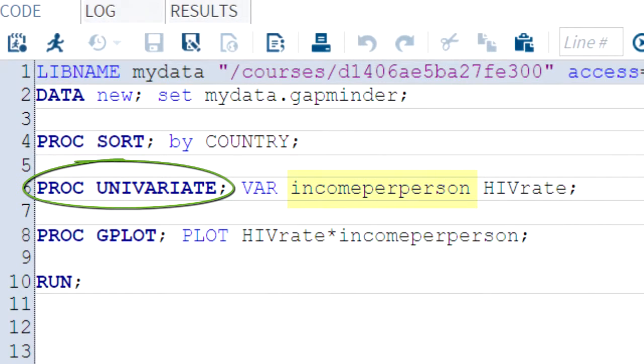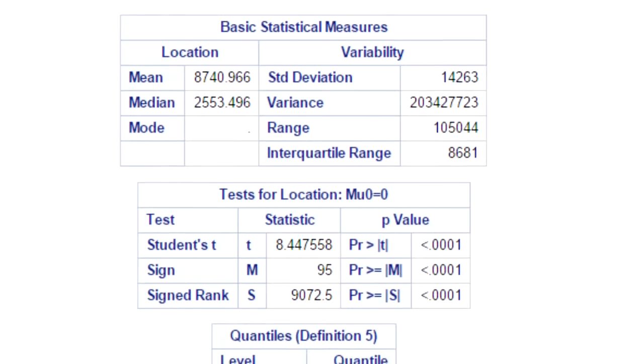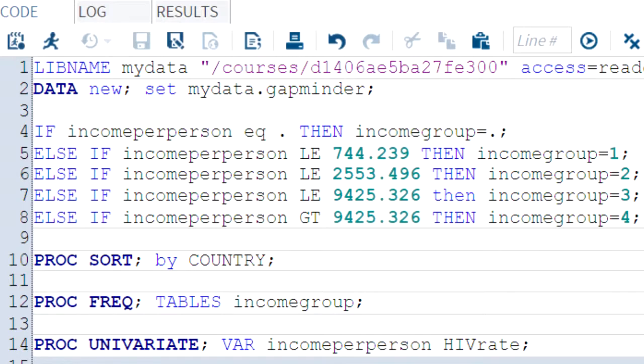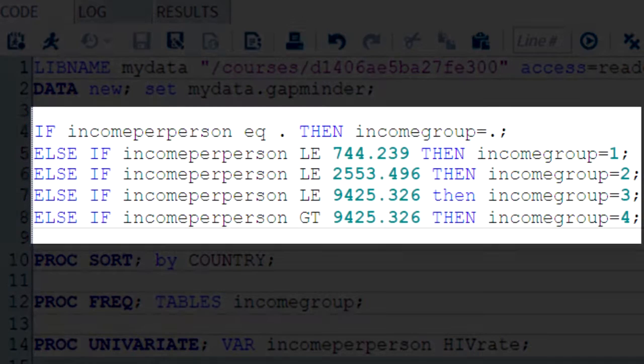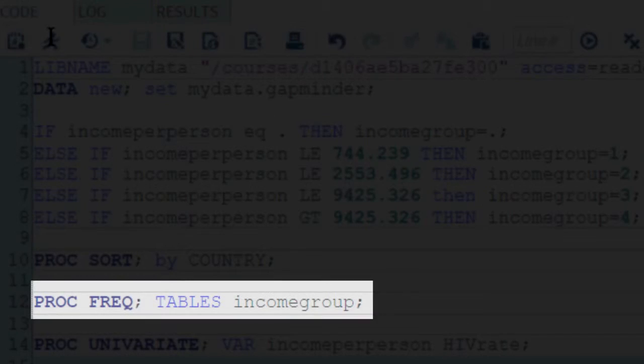If we use the proc univariate statement for the variable income per person, we can use the quantiles table to determine the 25th, 50th, and 75th percentile or quartile. These will allow us to divide the countries into 4 ordered groups according to income per person. We need to add the appropriate data management syntax to the program within the data step in order to create these categories. This new variable will be called income group. Proc freq and table statements can be added so we can examine the distribution of this new variable.